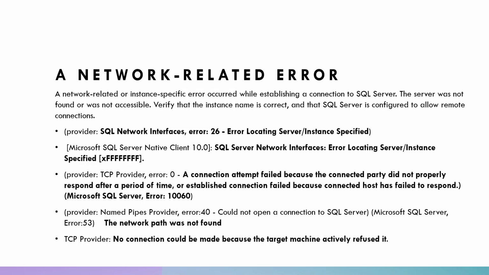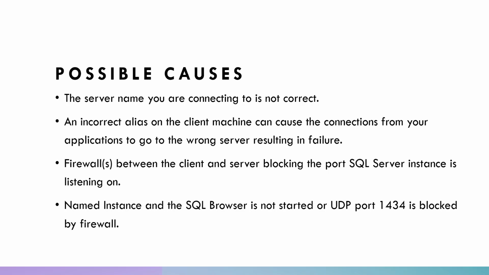failed to respond. Another error, which is related to named pipe provider, couldn't open connection to SQL Server, the network path was not found, or no connection could be made because the target machine actively refused it. So all of these are, let's say, indicating that there's a connection issue. We are not able to connect to the SQL Server, but till now we are not able to identify the cause of that connectivity issue.